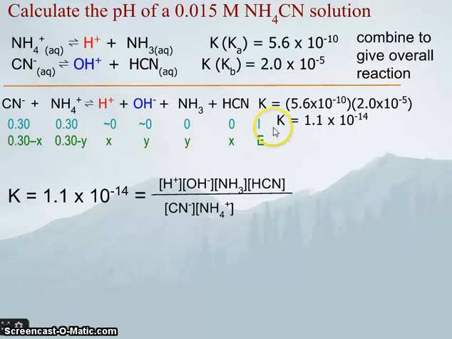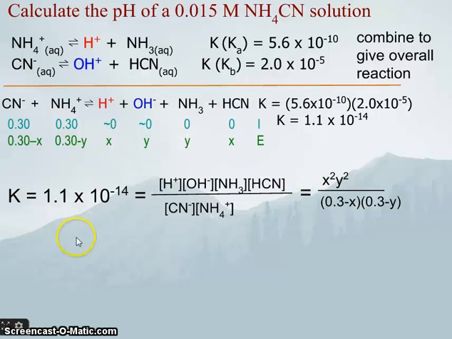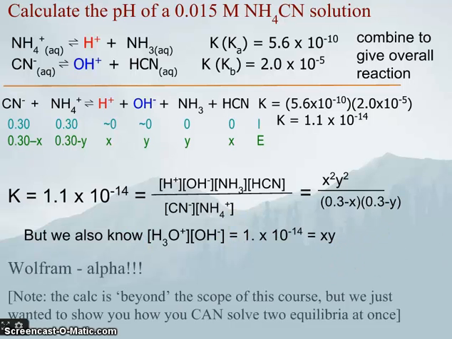And so I can put this into my new K expression. It is equal to 1.1 times 10 to the minus 14 is equal to all of this huge mess, which if I drop in my ICE line, I get x squared, y squared divided by 0.3 minus x, 0.3 minus x. Just hairy and nasty. So what that means is we have to be able to do this, but we also know that hydrogen ion times hydroxide ion is 1.0 times 10 to the minus 14, which is x times y. And so we can actually do the calculation.